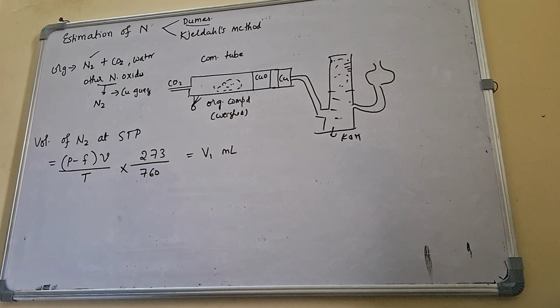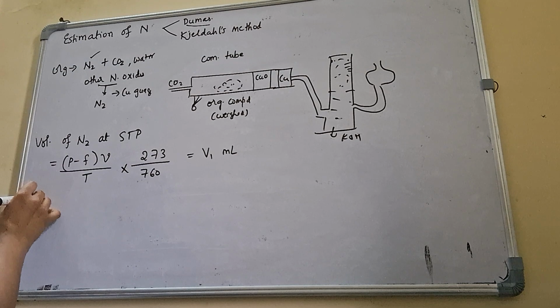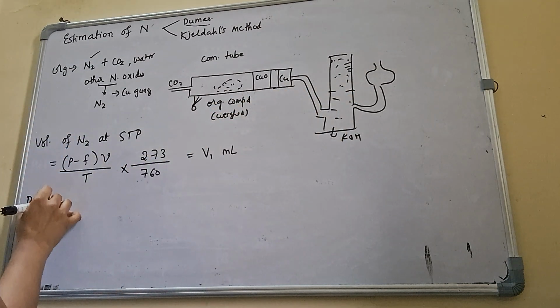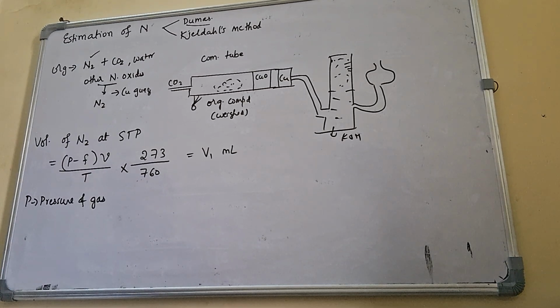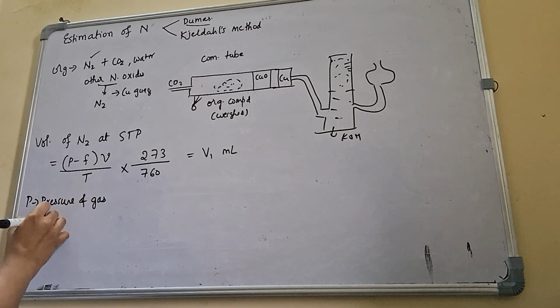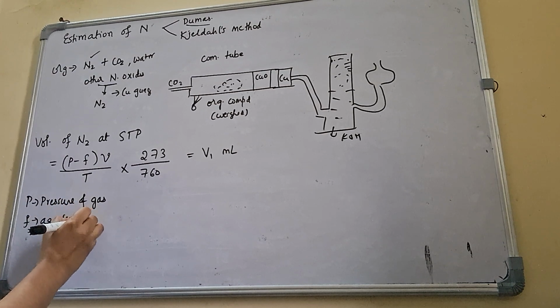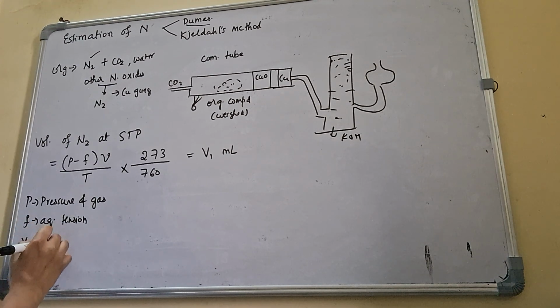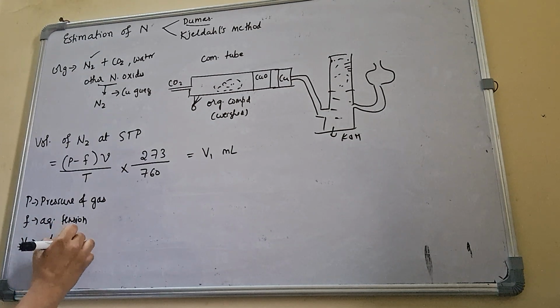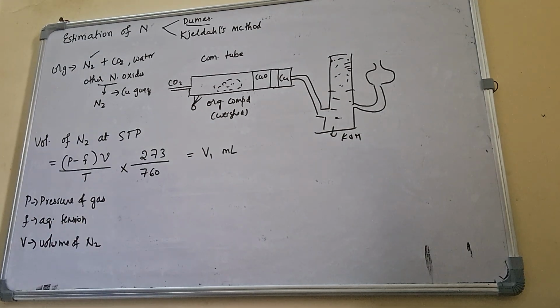Now what are all this P and other things? Let us understand. P is the pressure of the gas collected. You have connected it to this, so as to measure the pressure of the gas which is collected. Next, F is the aqueous tension. Because of water vapors, there will be aqueous tension at room temperature, that is F. And then you have V, which is the volume of nitrogen which is formed as per the reading here. So this is volume of nitrogen. And T is the temperature, room temperature. What else you have? 273, yes, that's all. So this is the volume of nitrogen at STP, but I don't want that.